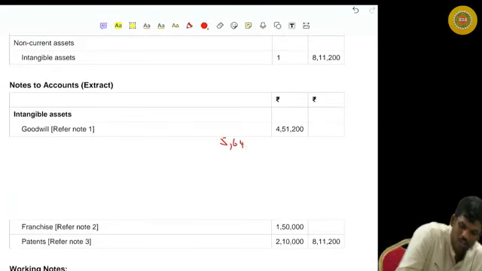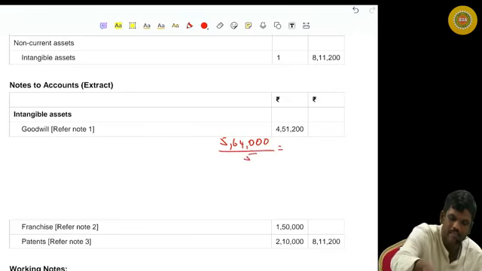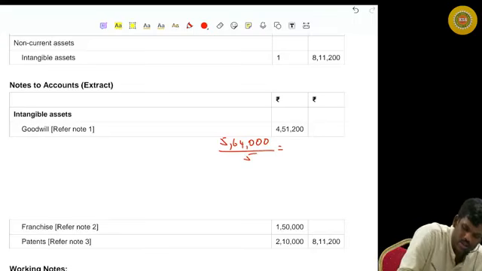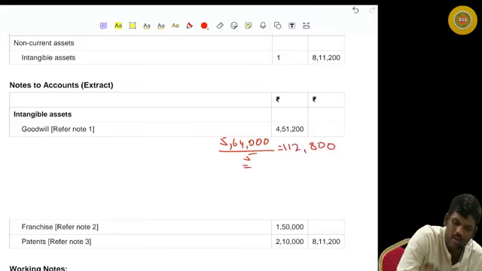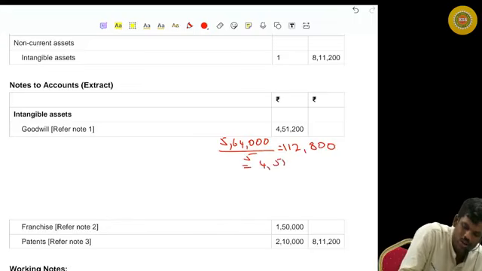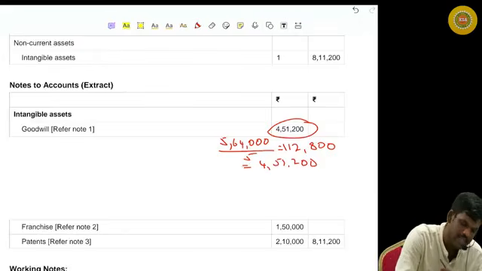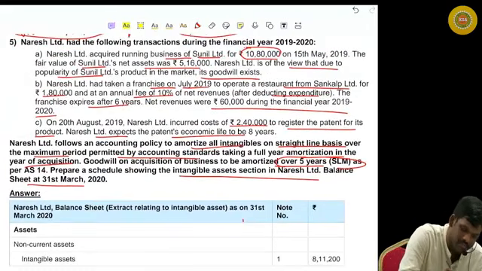So if you charge it over a period of 5 years, the amortization will be 5,64,000 divided by 5, which is 1,12,800. If you subtract this, the carrying amount will be 4,51,200. This is what will be shown in notes to accounts. So the first one is clear. Let's go to the next one.